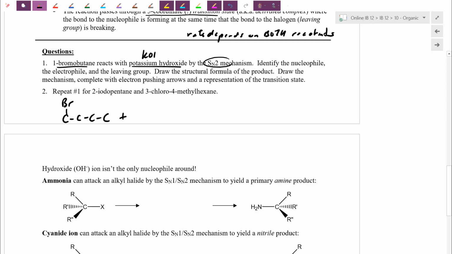I don't really care about the potassium part. It's just the hydroxide that I actually care about. It's the hydroxide that's the really good nucleophile. Okay. So what I usually do here is I usually try to show the stereochemistry inversion.